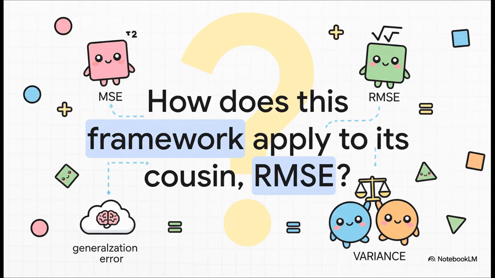And that kind of leaves us with one last question to think about. This beautiful breakdown works perfectly for mean squared error. But what happens when we take the square root to get RMSE, a metric a lot of us prefer because it's easier to interpret? Does this whole framework still apply? Join us next time to find out as we dive into the decomposition of RMSE.